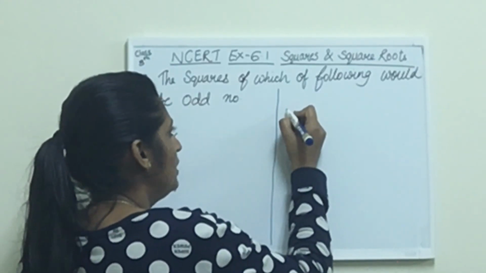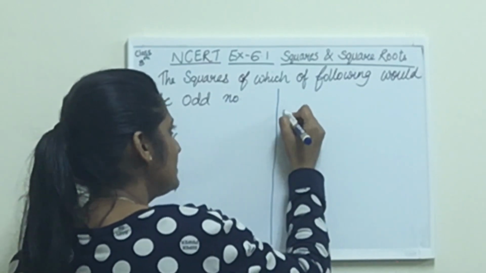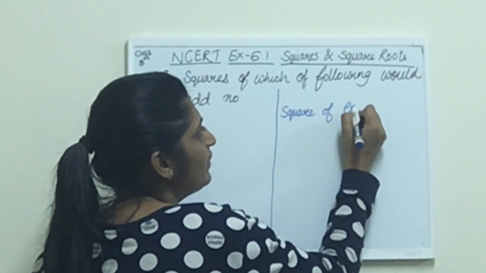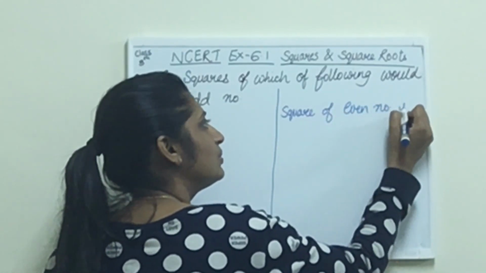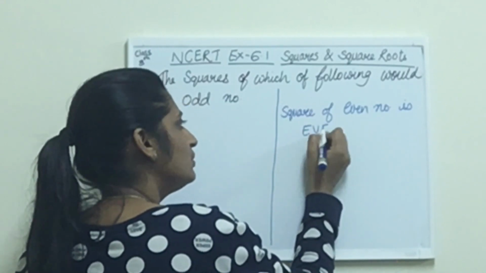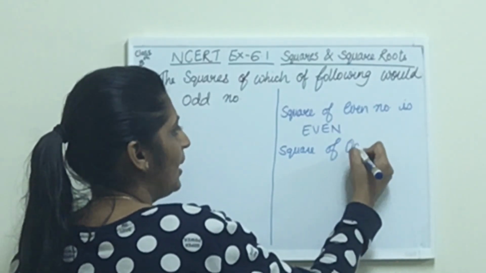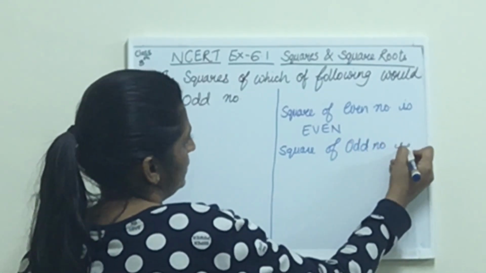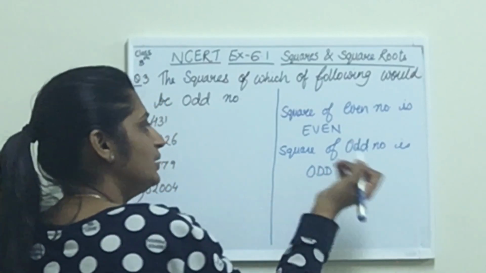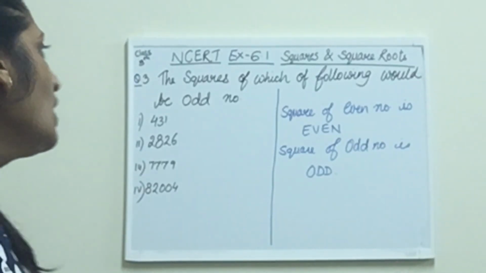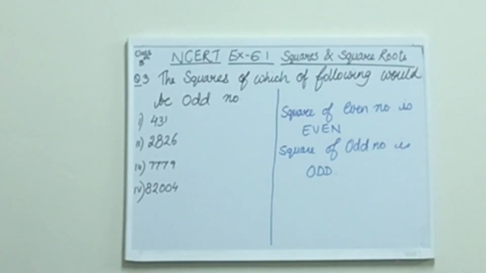The property goes like this: square of an even number is even. Square of an odd number is odd. Very simple property which we need to use in this question. So among these four, which of them will have their squares as odd number?